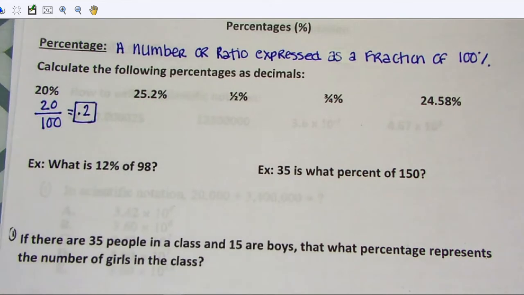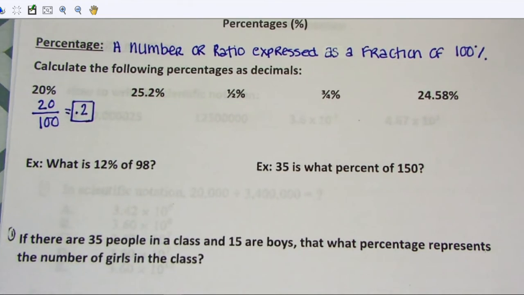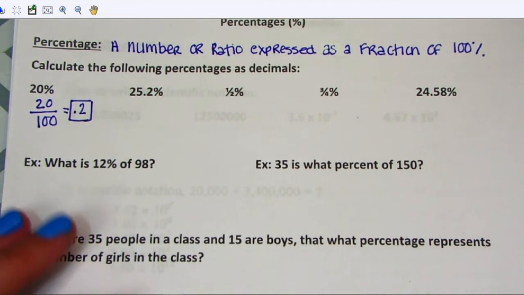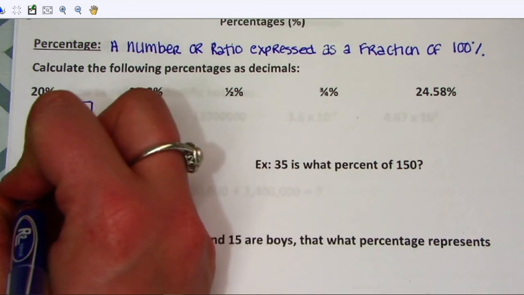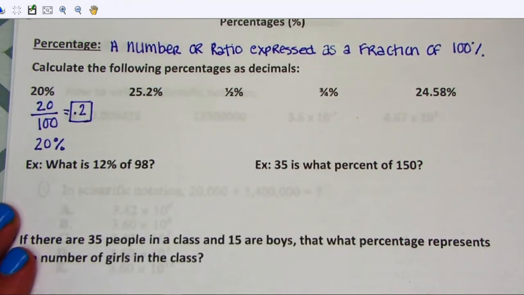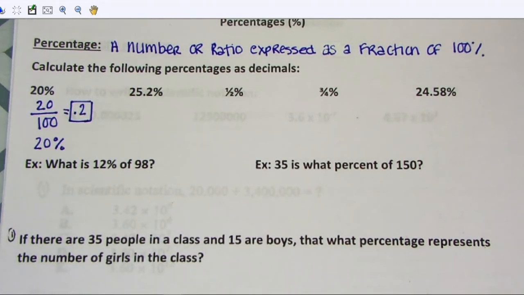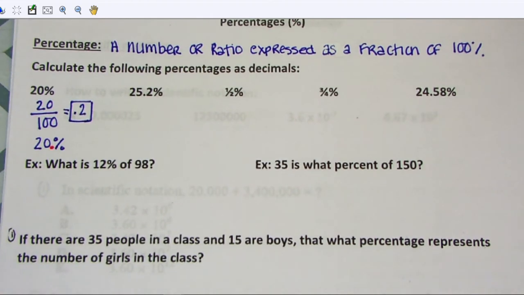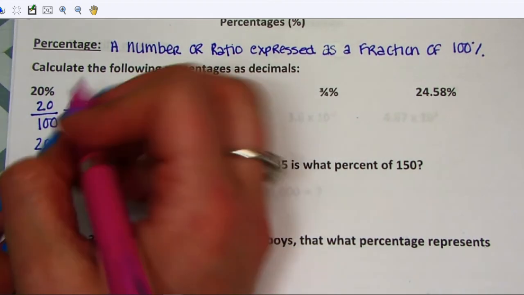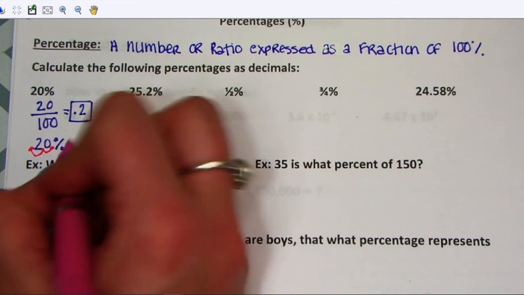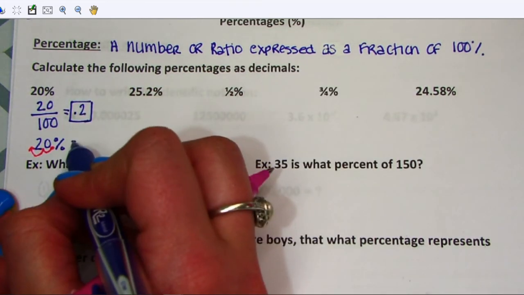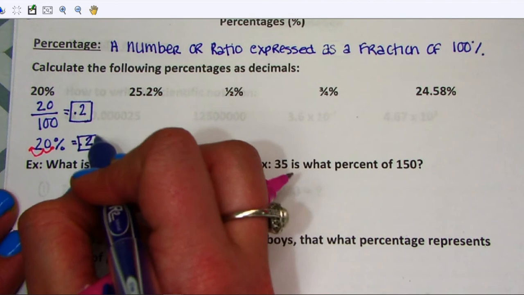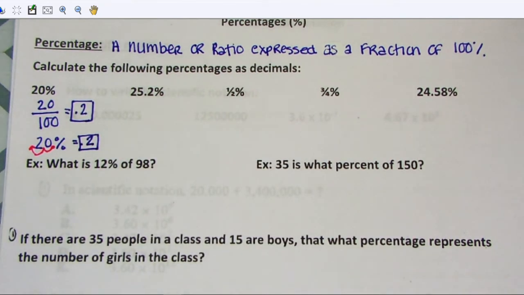Now, if you don't like that method, you can always change the decimal location. If you're working with 20%, there is a decimal at the end of the number. To change a percentage to a decimal, you move the decimal to the left 2. So 1, 2, and it would be located in front. So you would get an answer of 0.2. All you have to do is move the decimal to the left twice. And that is kind of your clue on how to solve it.